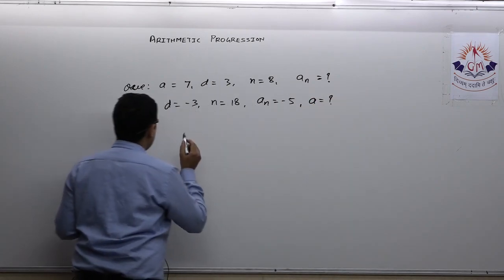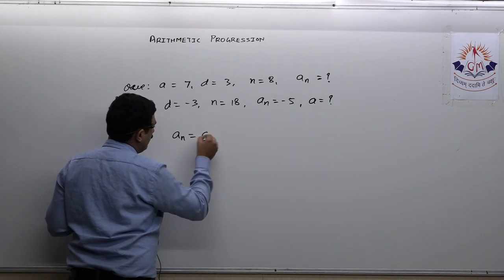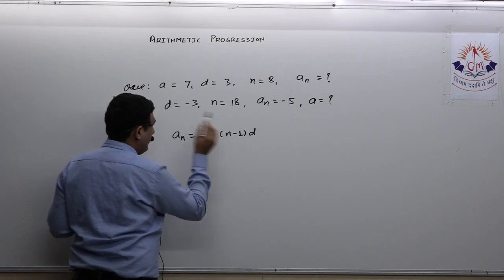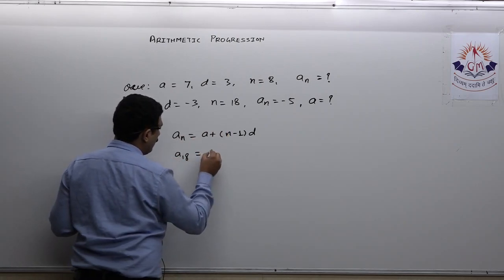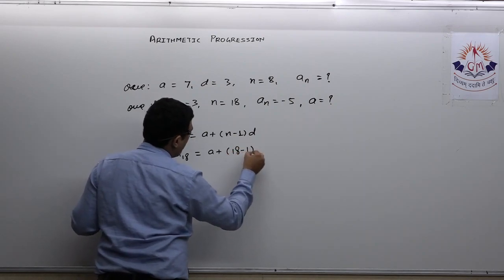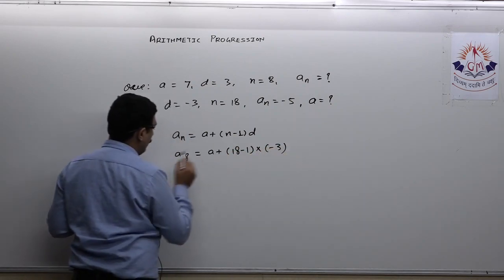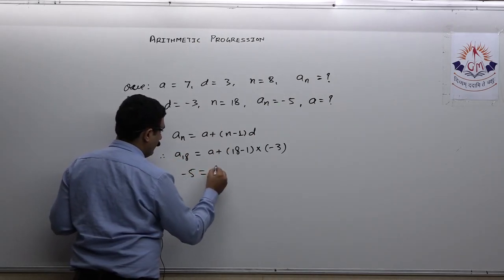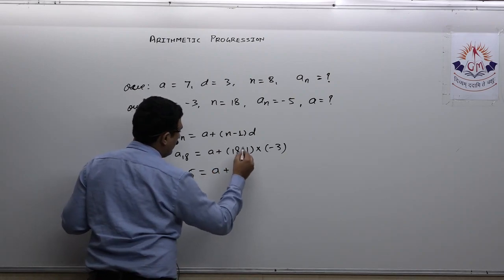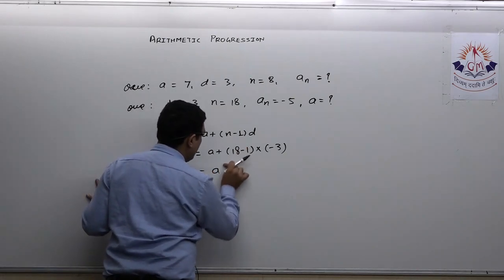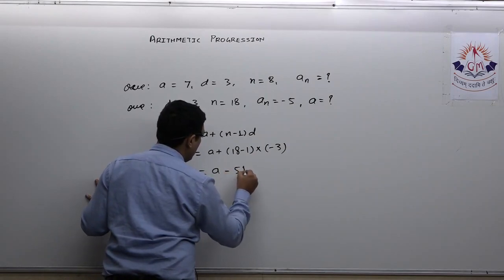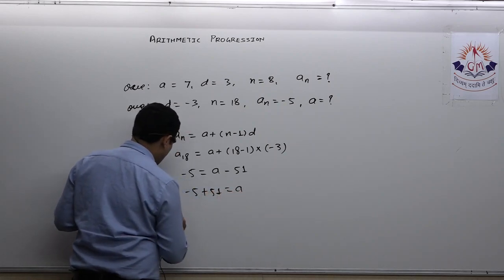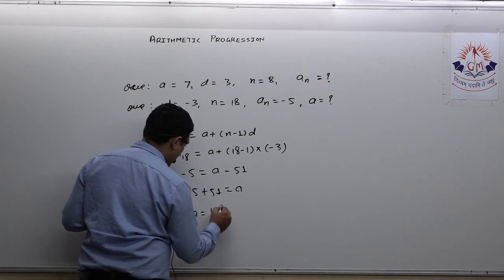So again, I'll apply the same formula. an is equal to a plus n minus 1 into d. Now over here, an means a18. So a18 is equal to a plus 18 minus 1 into d. d is minus 3. Now the value of a18 is minus 5. a we have to obtain. 18 minus 1 is 17, and 17 into minus 3 is minus 51. So minus 5 plus 51 is equal to a, and this gives you the value of a, that is 46.